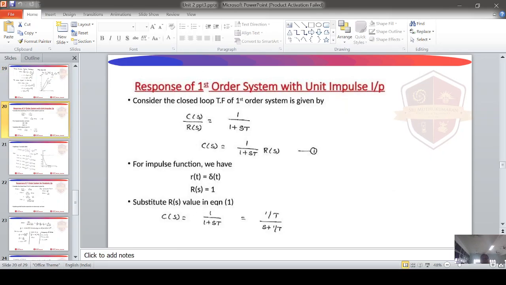Then for a unit impulse input, the mathematical representation is R of t equal to delta of t, so R of s is equal to 1. Then we substitute it, find the residues, and get the output response in the time domain.